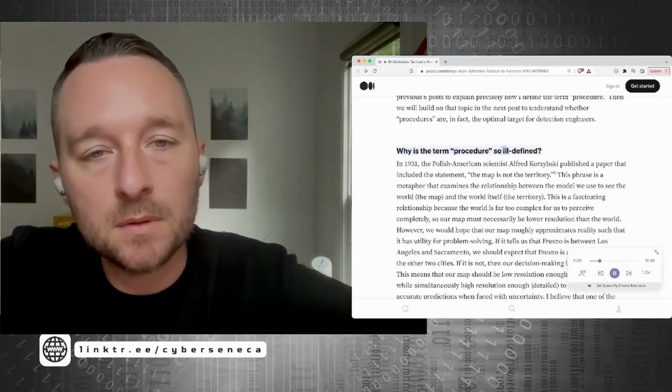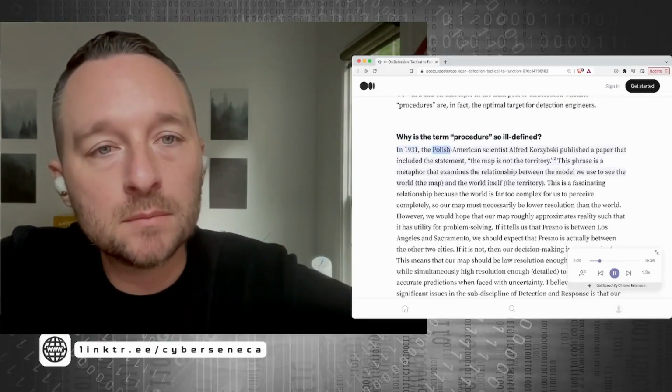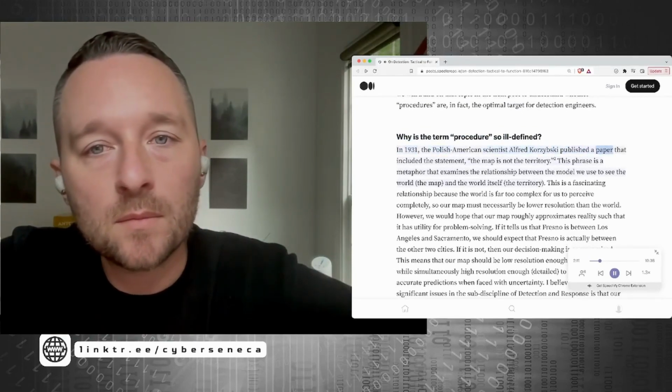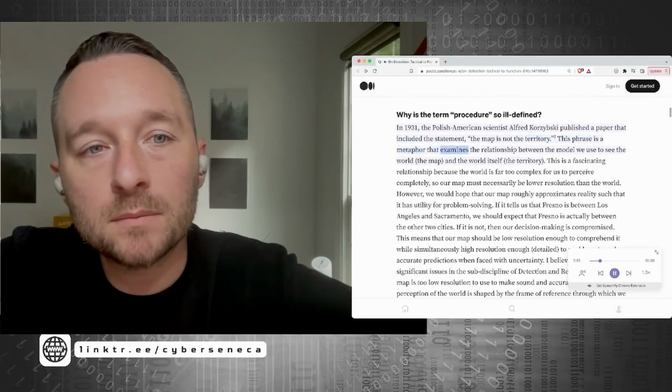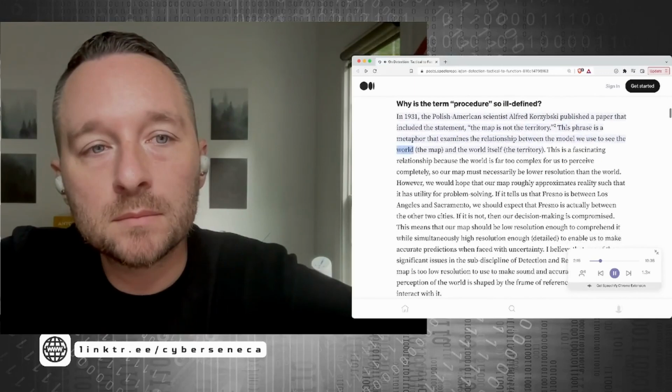Why is the term procedure so ill-defined? In 1931, the Polish-American scientist Alfred Korzybski published a paper that included the statement, "The map is not the territory." This phrase is a metaphor that examines the relationship between the model we use to see the world, the map, and the world itself, the territory.